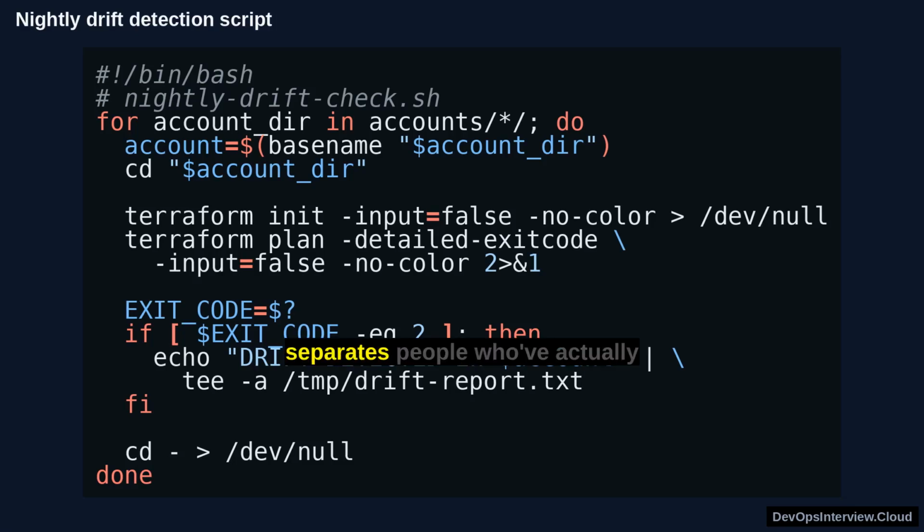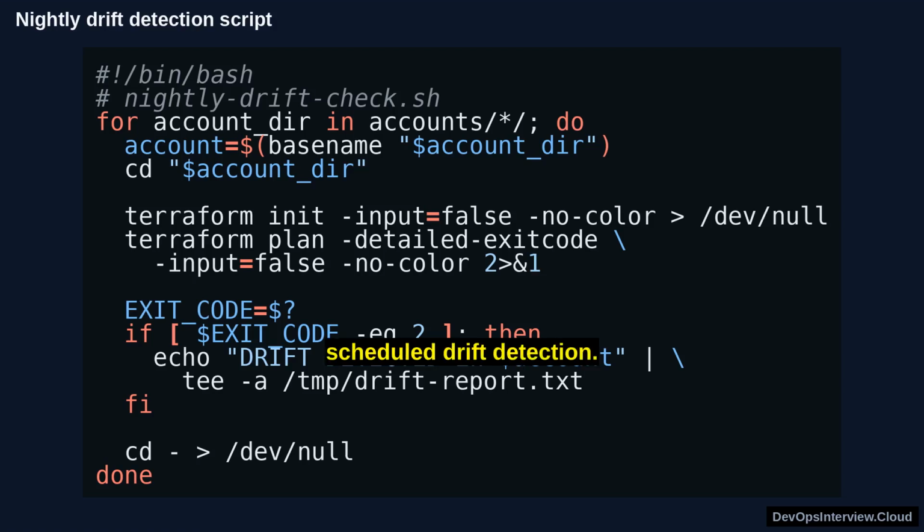Here's the gotcha that separates people who've actually run this at scale from people who've only read the docs. With 20 accounts, someone will inevitably make a manual change in the AWS console. Maybe a security team patches a security group directly. Maybe someone adds an IAM policy during an incident. Your Terraform state is now drifted and you don't know it. The first time you find out is when an unrelated PR triggers a plan, and suddenly you have unexpected diffs in prod. Surprises are never fun at 2 p.m., let alone during an incident.